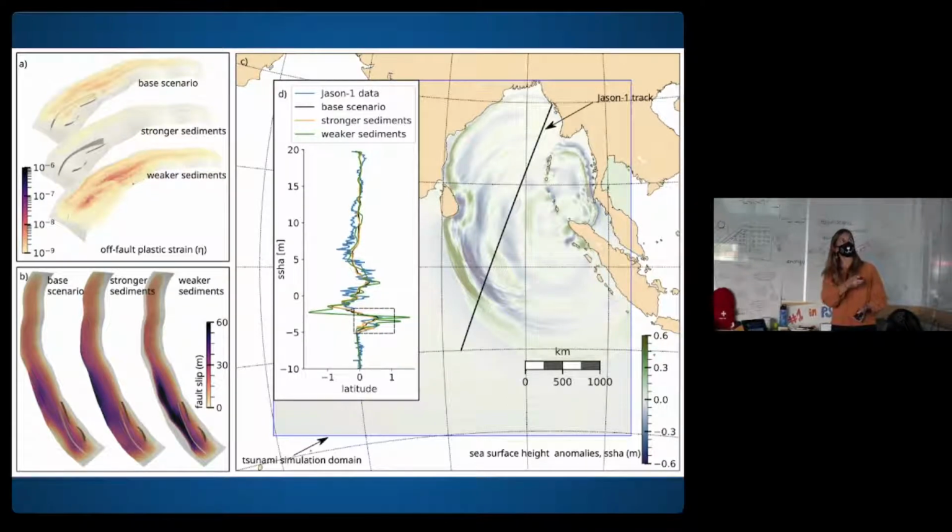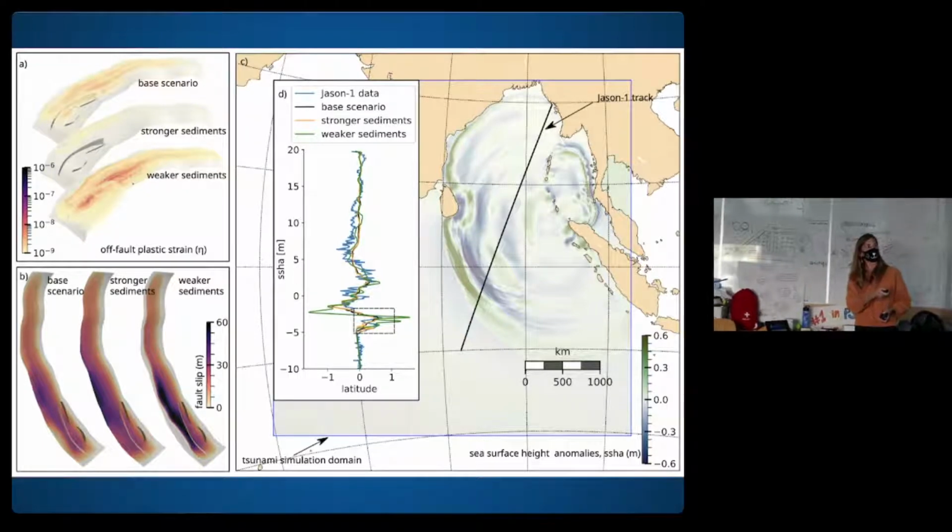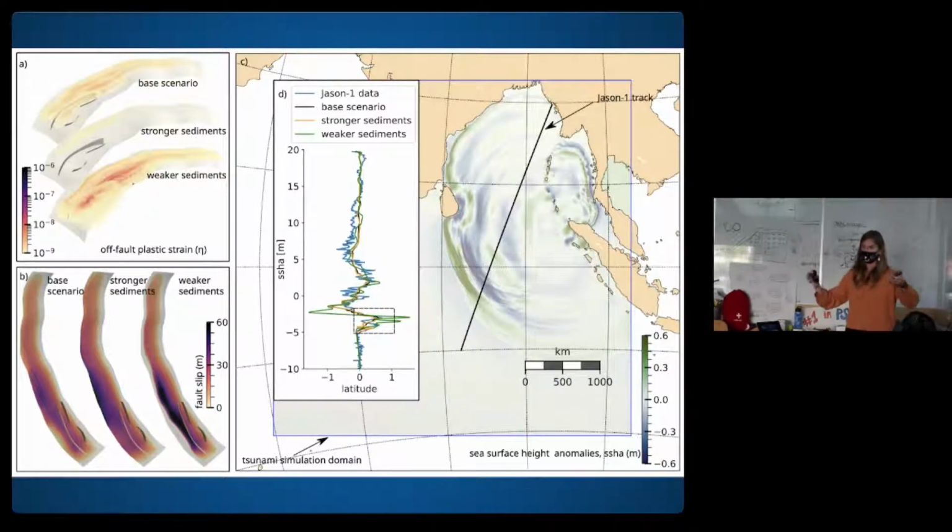And then off the fault. So these are model results. If we look at the base scenario, this is strain. So this is cracking, damaged rocks being crushed here, okay? It's moderate. If you model this with stronger sediments, there's less of that. The energy stays in the earthquake on the fault, actually. With weaker sediments, you get even more damage. Those sediments all get crushed up, okay?